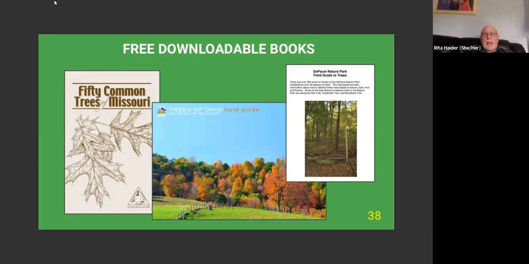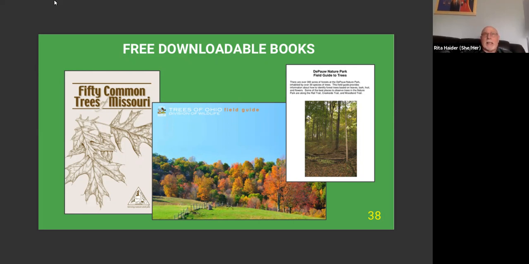Not surprisingly, in terms of downloadable books now, this is something I like about trees. Trees hold still better than birds. I like birds too, but trees are easier to watch. And you can download a lot of books for free. I can't seem to do that with birds. Not surprisingly, since I like the Missouri website so much, I also like the Missouri 50 Common Trees downloadable book.